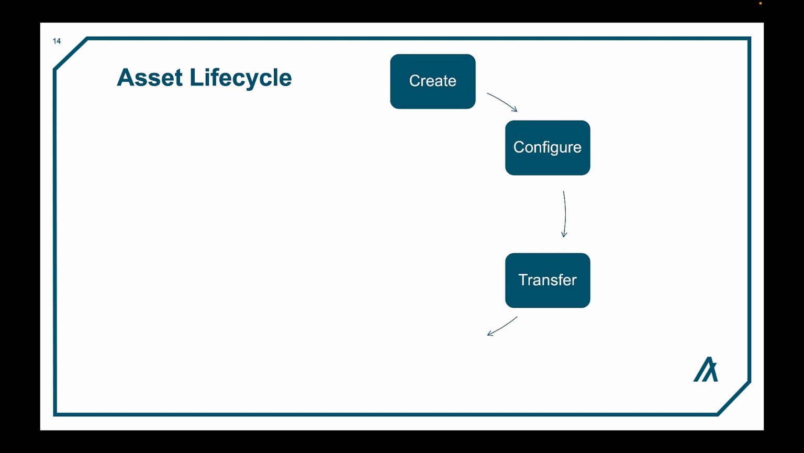Transfer. Assets can be transferred from one account to another on the network. The receiver must opt in first to prevent spam. Freeze. Assets can be frozen to prevent transactions. A freeze asset transaction allows accounts to temporarily freeze assets in order to prevent them from being transferred or used.